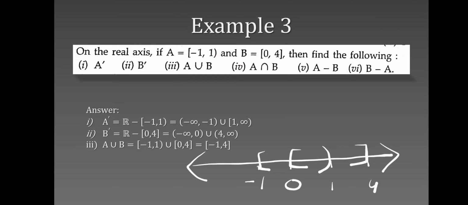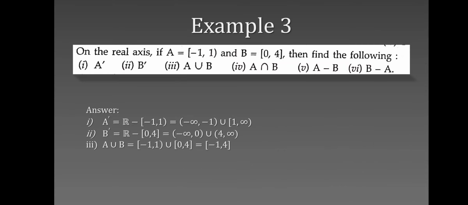Now when I am taking union, I must take everything in between. So therefore I can see that my union is exactly this one, minus 1 to 4. Starting from minus 1 including minus 1 to 4 including 4. I hope it is pretty easy for us to see. If you don't understand, go through it once more. I am pretty sure you will be able to understand.